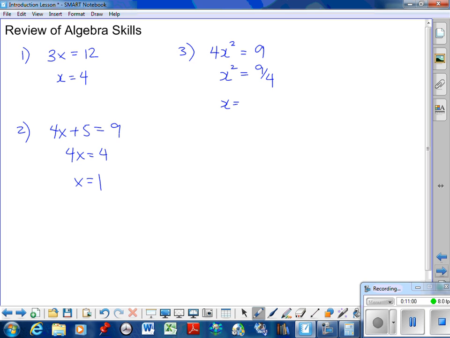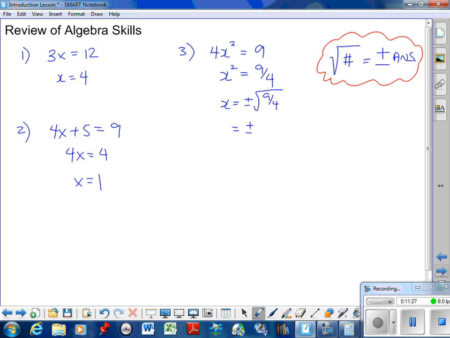And x equals, so when you take the square root of something, and this is something I need to emphasize right here, when you take the square root of a number, it's equal to plus or minus the answer. There are 2 solutions. You talk about that in the grade 10 math course, that there are 2 solutions in a root. Sometimes the -1 is valid, so it'd be plus or minus the square root of 9 over 4, which is plus or minus 3/2. So there are 2 solutions.